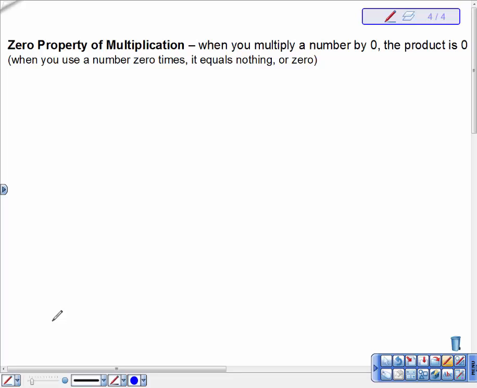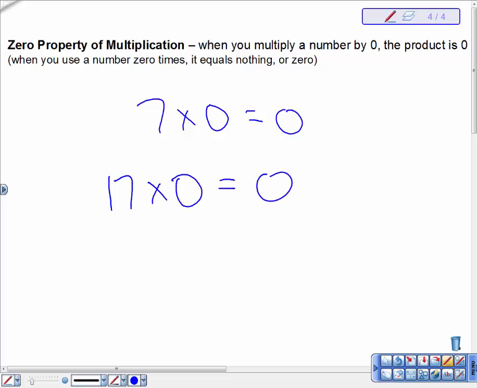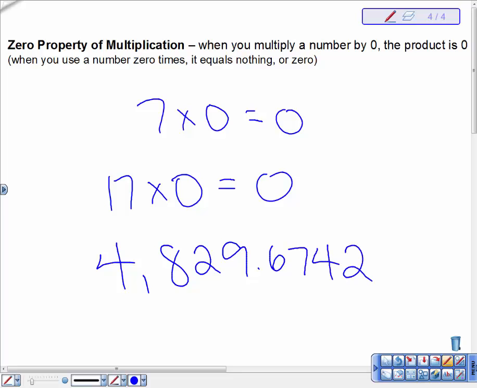Think of it this way. If I'm baking 7 cookies, but I never bake them, you're not going to have any cookies. So 7 times 0 equals nothing. If I make 17 pizzas, but I never bake them, I'm not going to have any pizzas. If I make 4,829.6742 pizzas, and I never make them, I have nothing.